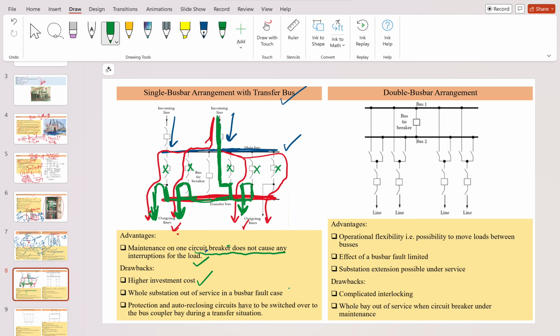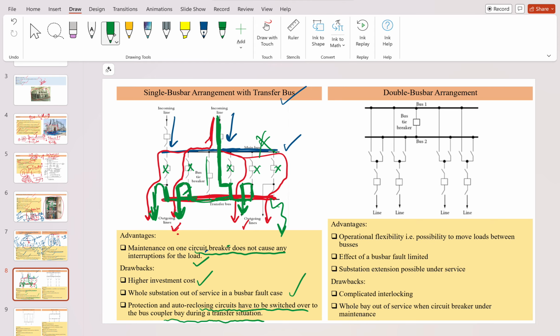Another drawback is that the substation goes out of service in a bus bar fault case. Suppose the main bus is out of service and the transfer bus gets a fault. In that situation, the overall system will go out of service. Protection and auto reclosing circuits have to switch over to the bus coupler bay during the transfer. So there is a tie line, and you have to switch on the bus bar couplers.